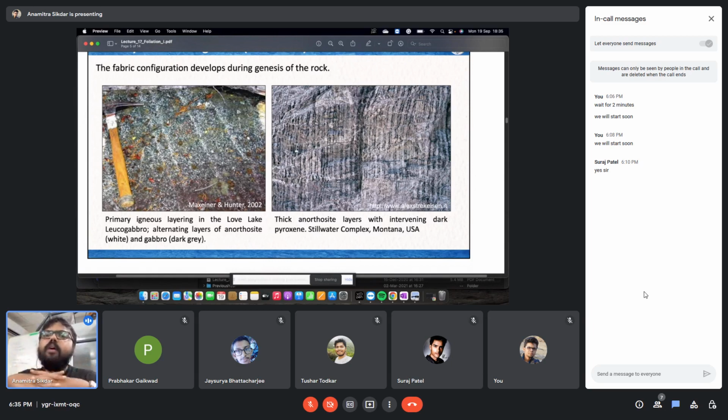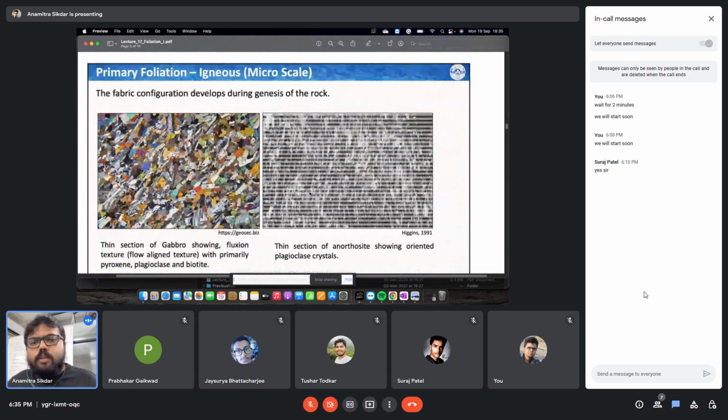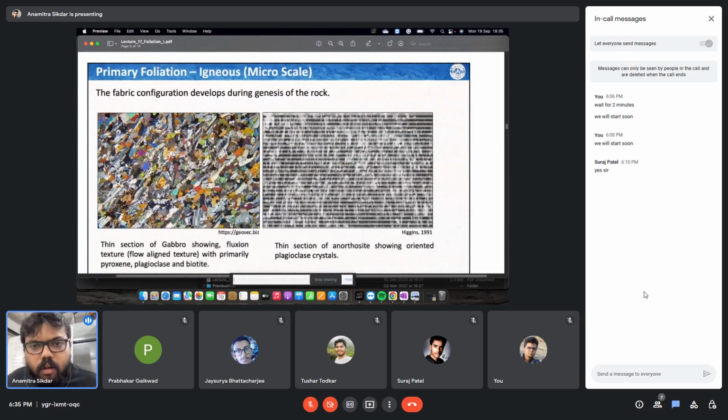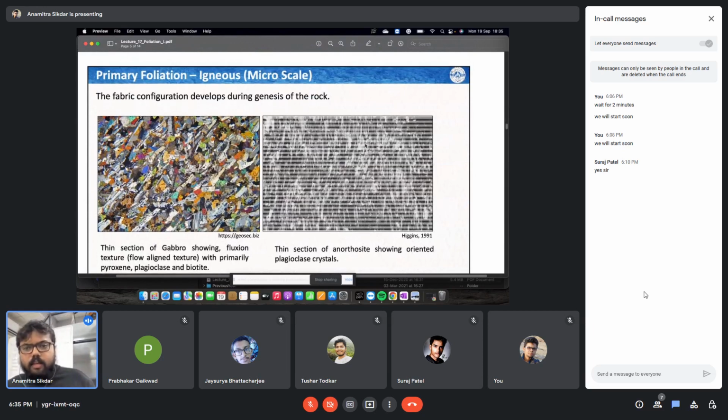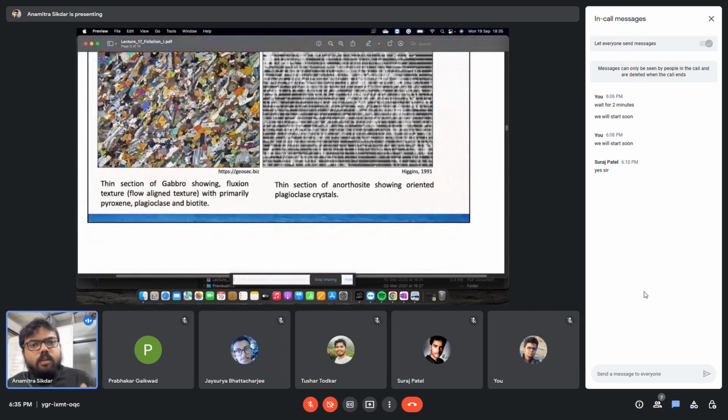So they tend to follow gravity, so they tend to follow the horizontal plane, right? So at that time maybe those planes were horizontal, right? So this image is not clear. It was clear in the lecture video. So these fabrics are very penetrative structures.